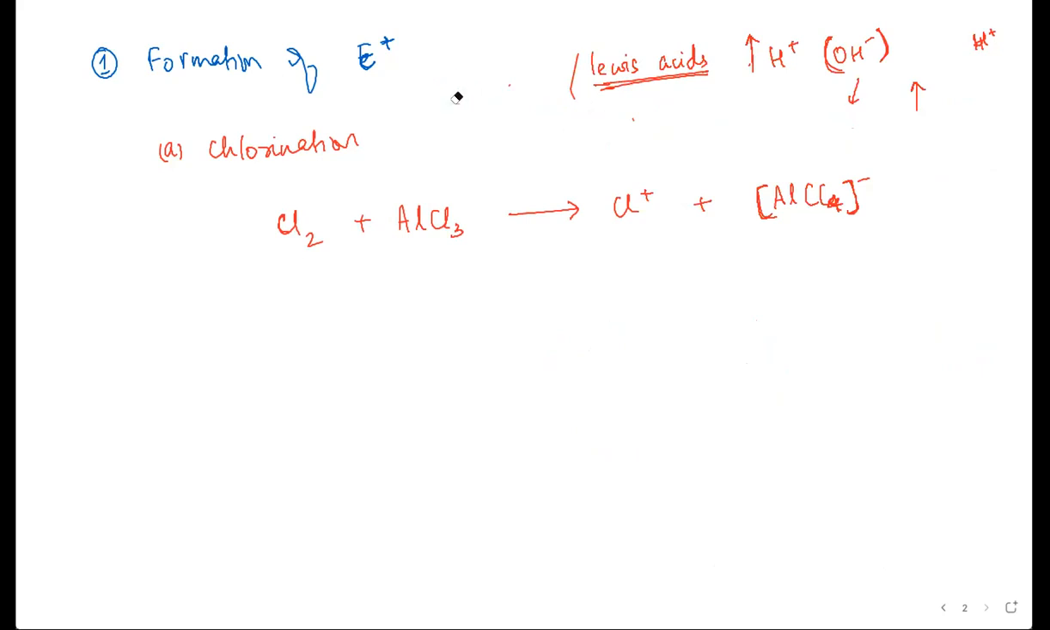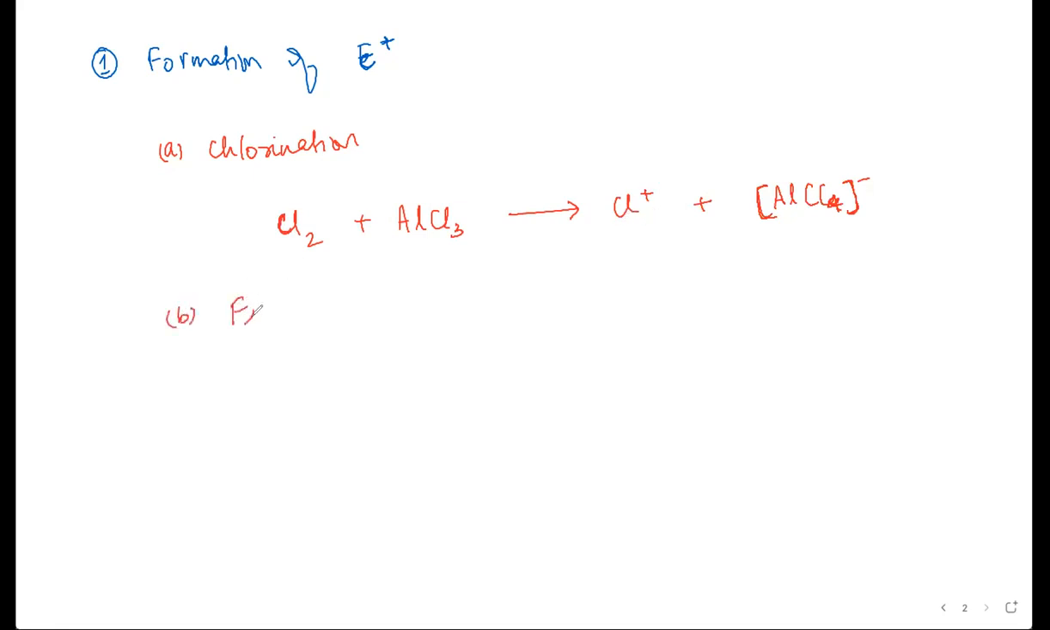Okay, so this is chlorination. When you're doing chlorination, you need to generate Cl plus. The way to do it is to let loose a Lewis acid on a chlorine atom. So it takes away a Cl minus, leaving you with Cl plus.